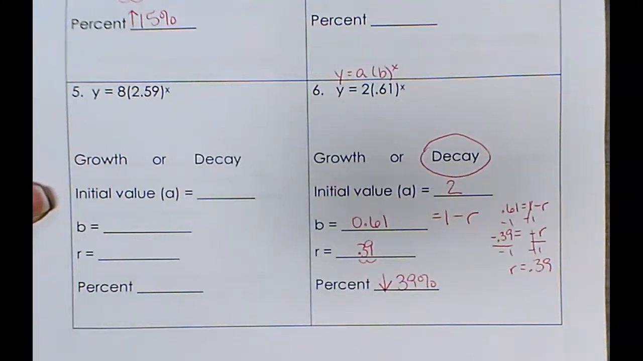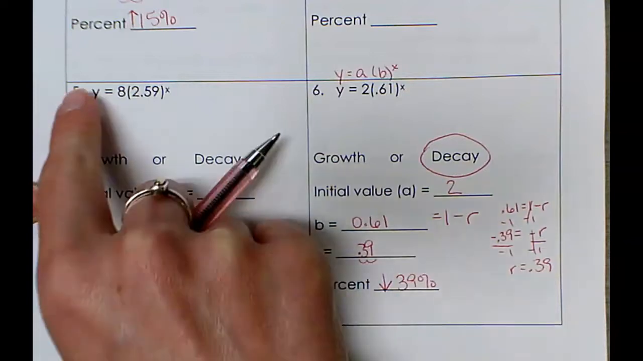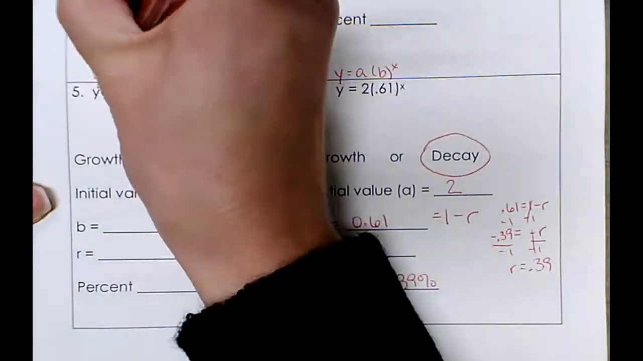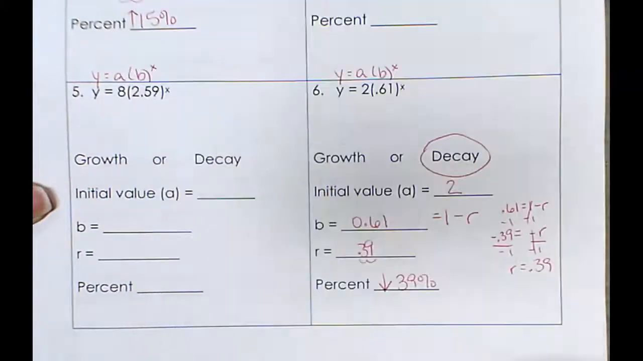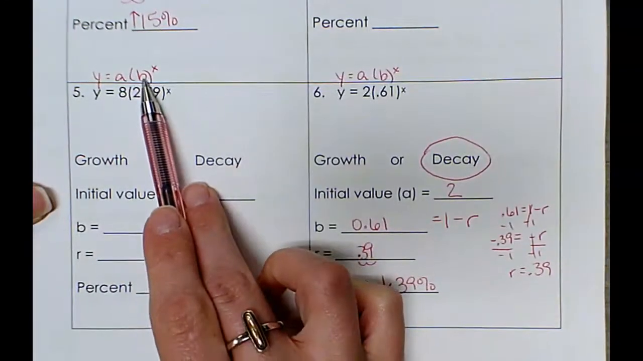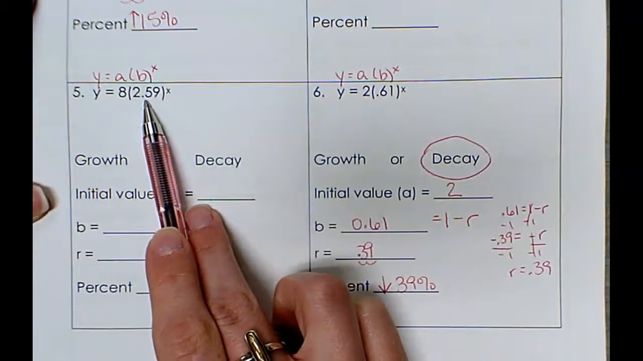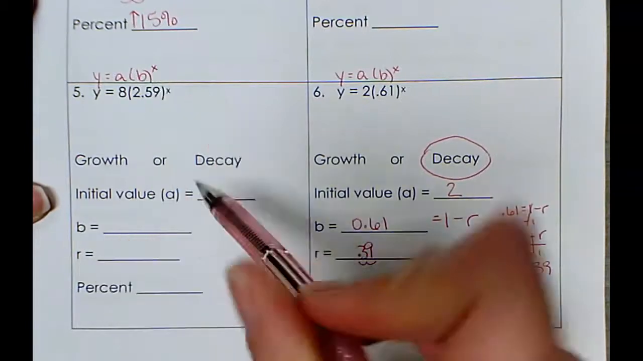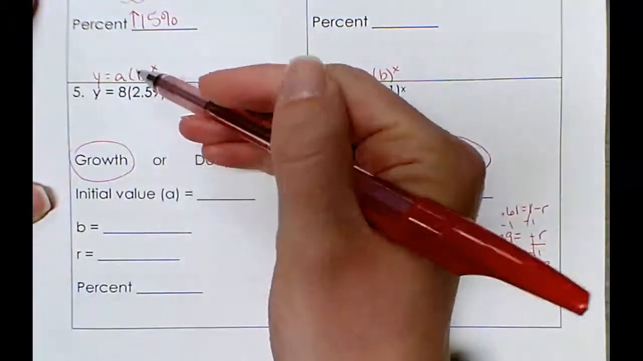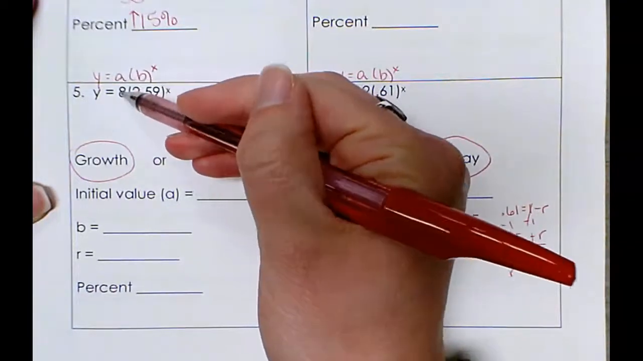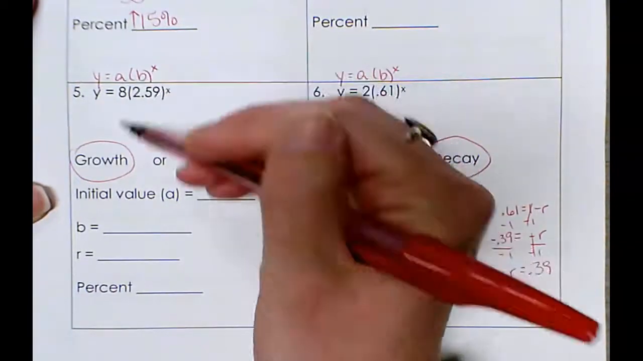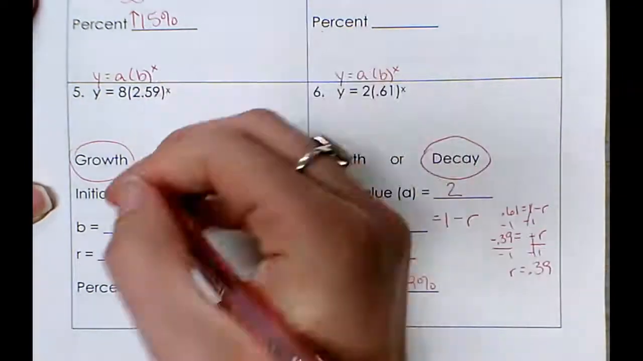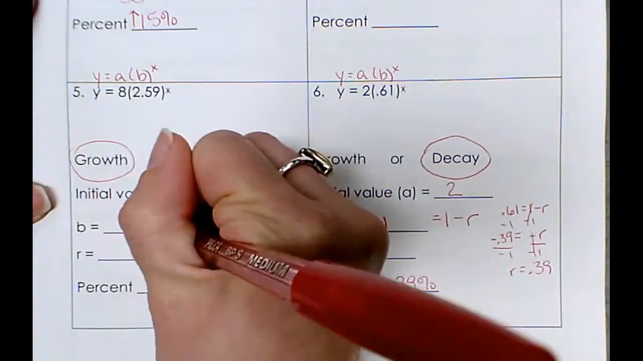So I'm going to ask that you try 4 and 5 on your own. However, I do want to talk about number 5 just a minute before you complete the rest of it. So in number 5, is the b value more or less than 1? Well, it's definitely more than 1. This is exponential growth. The a value, the initial value, I'll let you do. The b value, I'll let you do. Well, actually, I'll give you the b value, so that's 2.59.